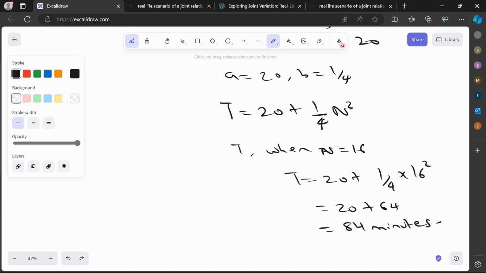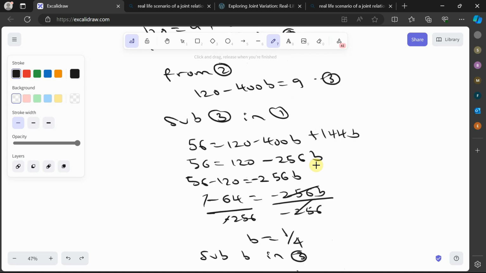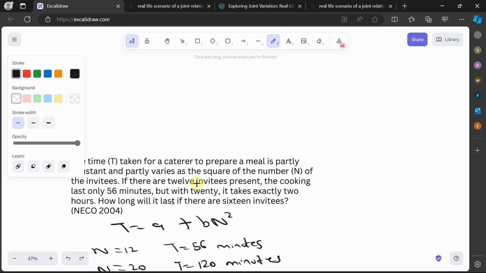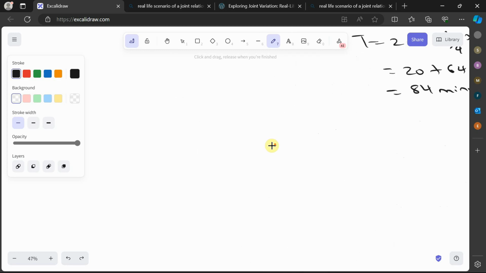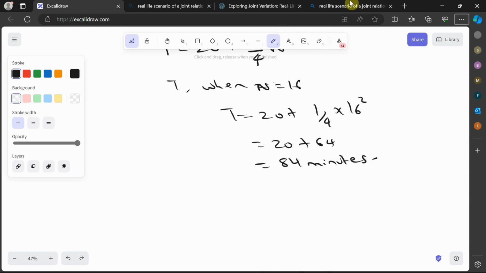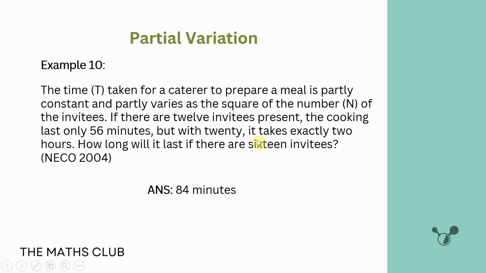So that's basically it. You can see how we were able to work it out. First thing is that you must be able to interpret the question. If you don't know how to interpret these questions, you would miss it. So take some time out. If you don't know how we got this a plus b n squared, rewind the video to that part until you get it. Let's see if our answer is correct. Great, 84 minutes. Well done to us.